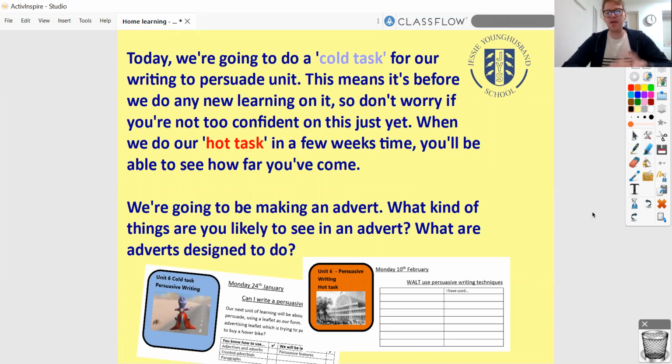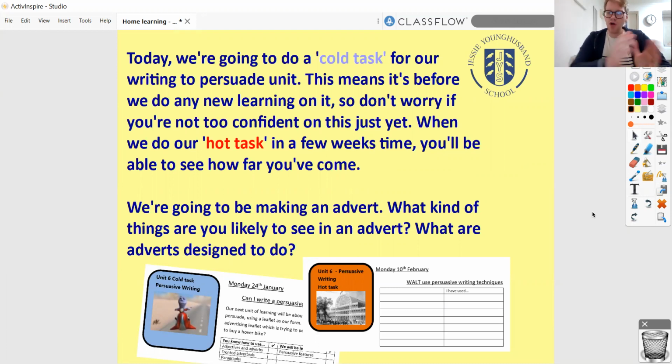They might do a fantastic advert. It might actually be their starting point is not so far forward. Either of those things are fine. I don't want anyone to think I'm expecting a perfect advert already. That's not the case. Really, it's just for us to get a good starting point, a base assessment for where everyone's at.